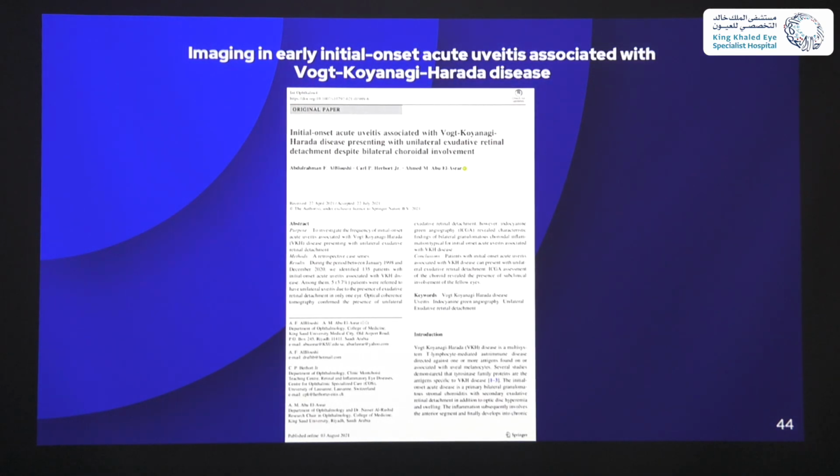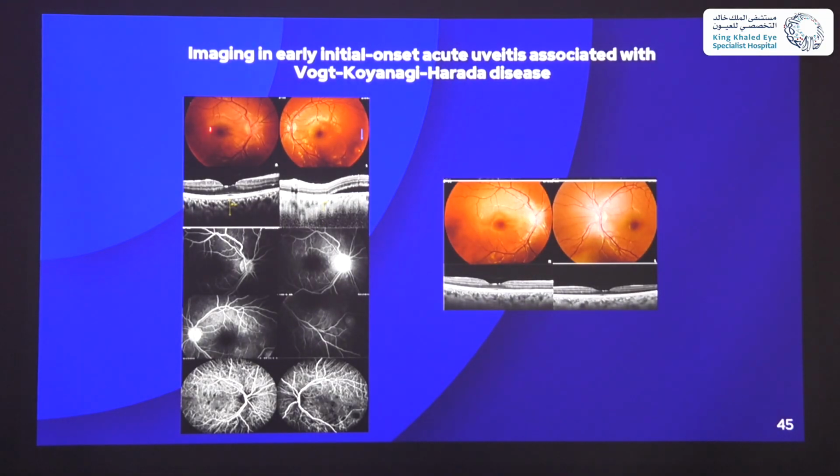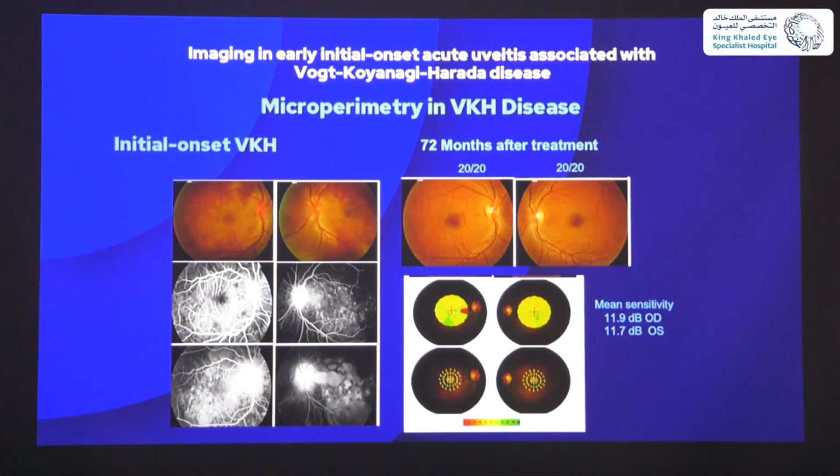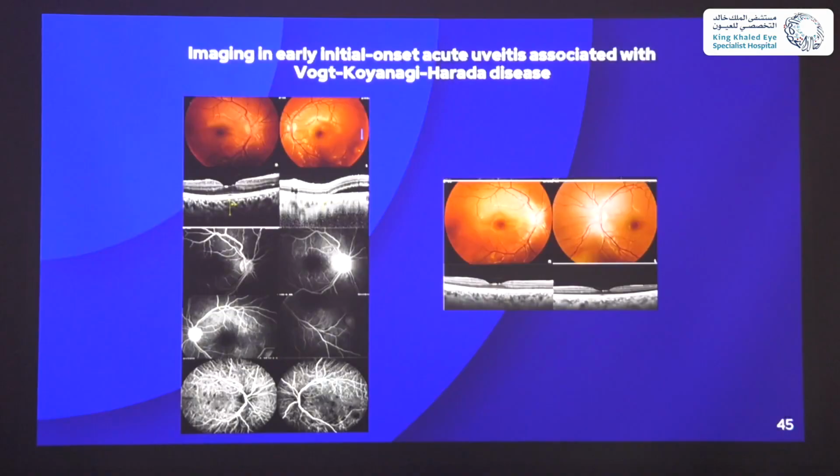We recently published a short paper. As I said, there is nothing called unilateral VKH. But sometimes we see patients coming to the emergency room with unilateral exudative retinal detachment. This does not mean that the patient has unilateral VKH, because you have to look at the choroid. If you look at the choroid with ICG, then you will see the granulomas. And that's what we did in these 10 patients. This is one of the patients. The exudative detachment was only in one eye, but when you do ICG, granulomas are present in both eyes.